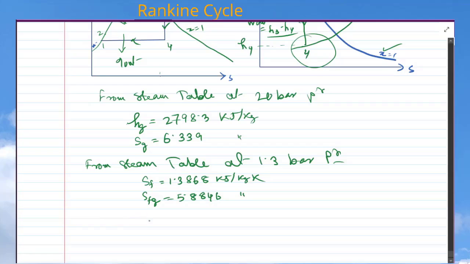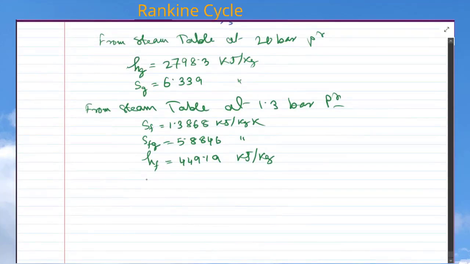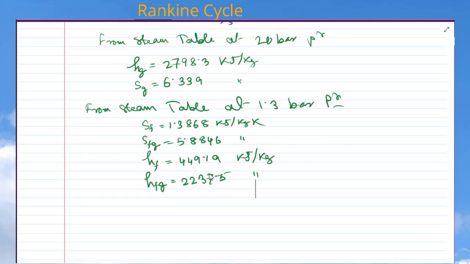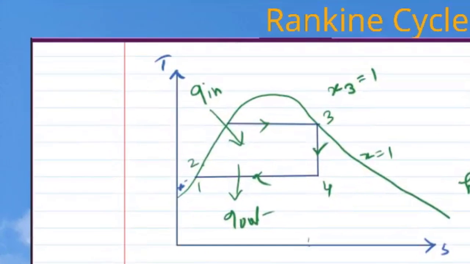Similarly, Hf, enthalpy, is equal to 449.19. I take these values from one steam table; you can also refer to another steam table. So Hfg is equal to 2237.5 kilojoule per kg. So again you refer to the TS diagram.